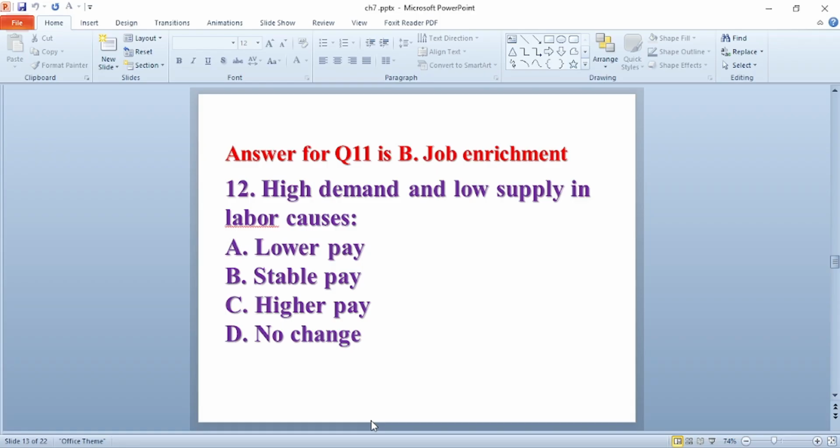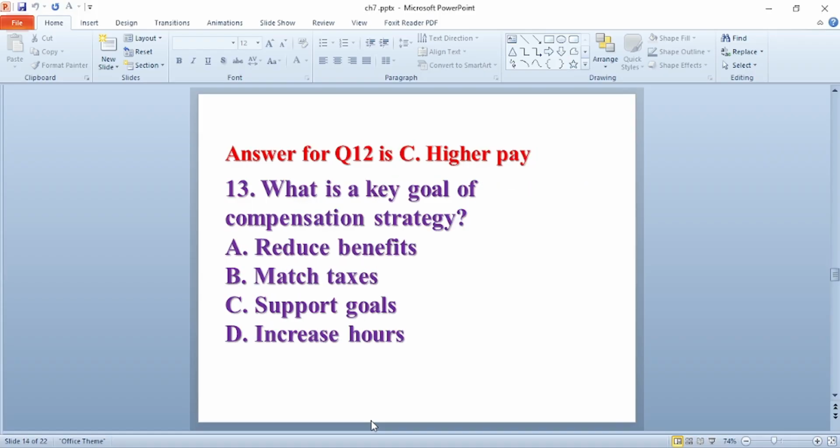Question number 12. High demand and low supply in labor causes dash. A. Labor pay, B. Stable pay, C. Higher pay, D. No change. The answer for this question is C. Higher pay.